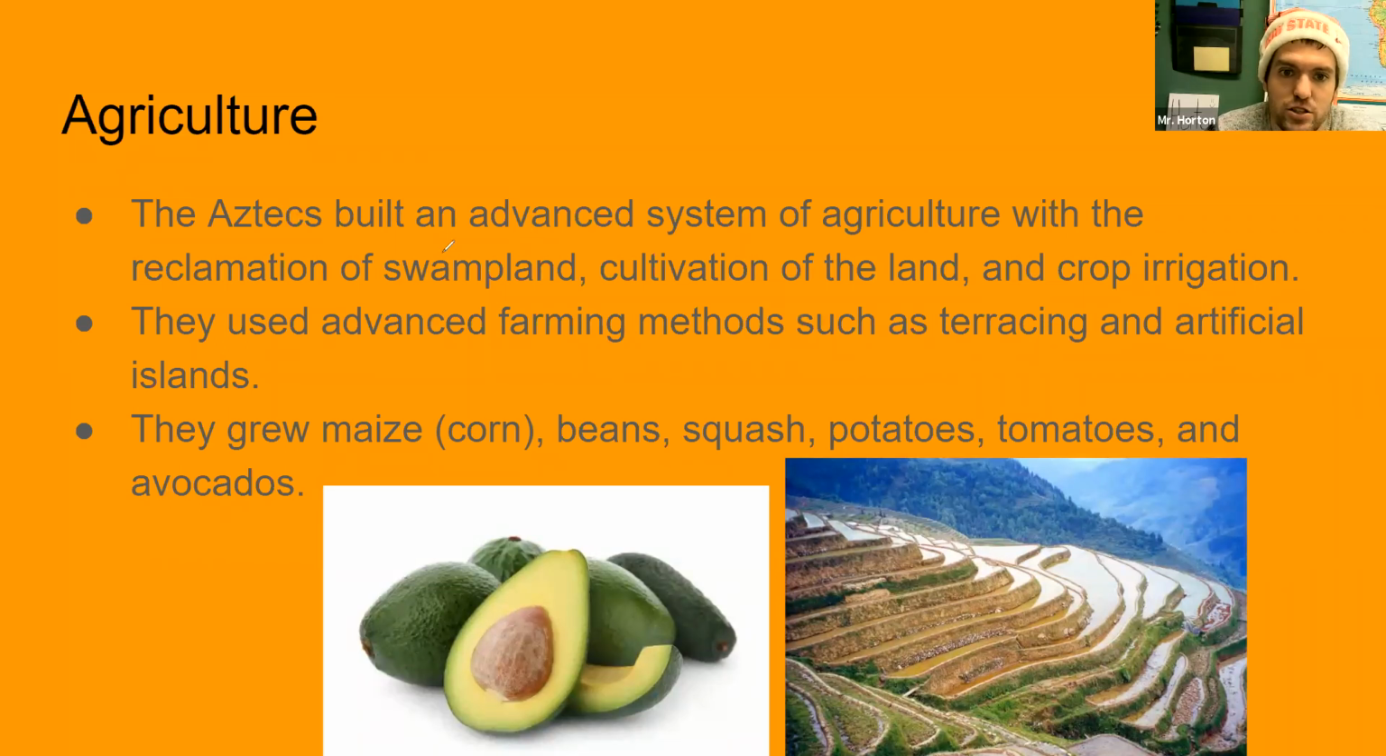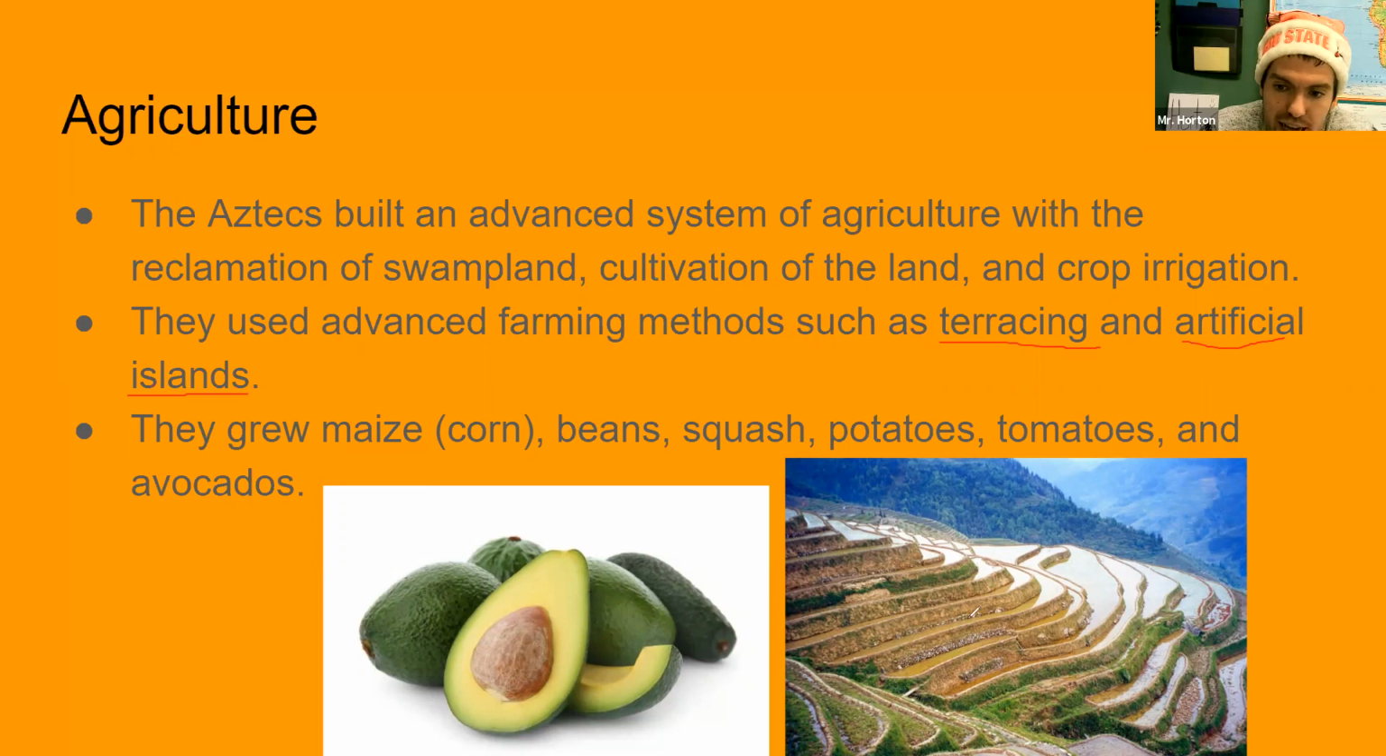So the Aztec built this great advanced system of agriculture with the reclaimed swampland. They cultivated the land and had made big crop irrigation. So they actually used their advanced farming methods such as terracing and artificial islands to help them grow the crops that they needed. So this picture on the right here shows you the terraces. And so the terraces were kind of these built-in steps in the sides of a mountain. So they'd actually carve out these steps in the sides of a mountain, and that's where they would grow their crops. That's where they would build their farm beds.